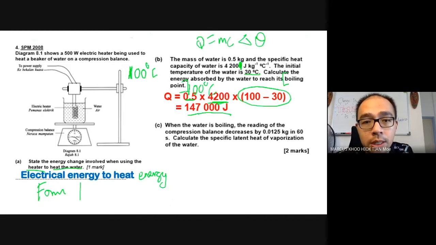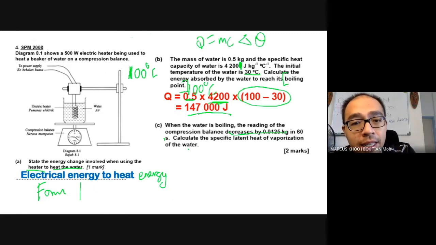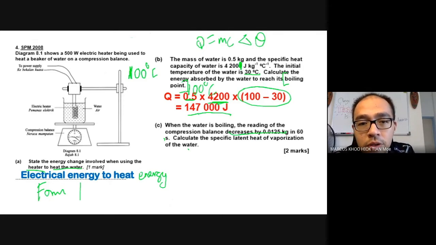Okay, now when the water is boiling, the reading of the compression balance decreases by 0.0125 kilogram in 60 seconds. Calculate the specific latent heat of vaporization of the water. Can I have Meryl for this, please? Specific latent heat of vaporization, we're talking about L. We have to use Pt equals mL. We want to count L.